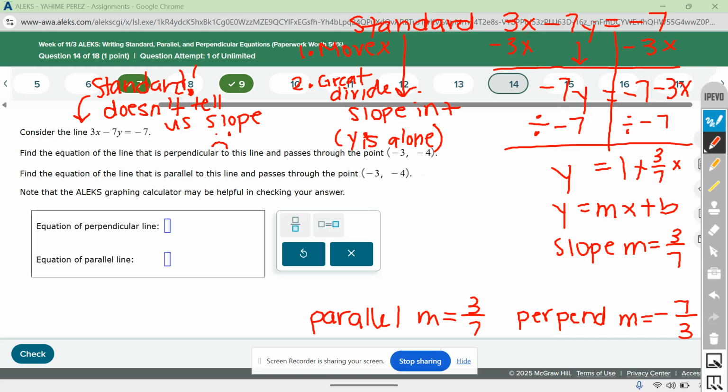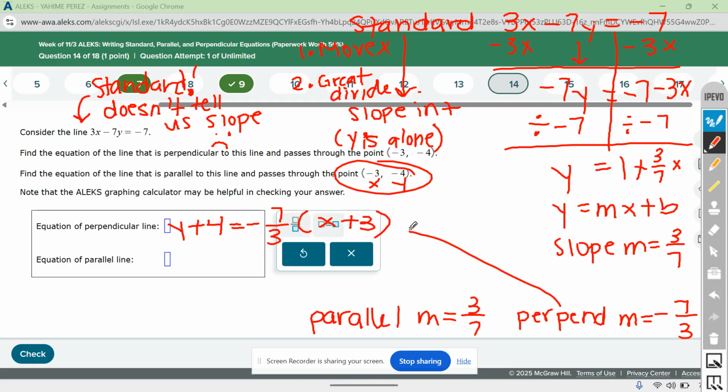Okay, so the equation using this point for perpendicular would be y plus 4 equals negative 7 over 3, parentheses x plus 3. And the parallel equation would be y plus 4 equals, using this point, 3 over 7, parentheses x plus 3. Okay, it was a lot of work for 2 equations, but we'll keep on practicing this, right?